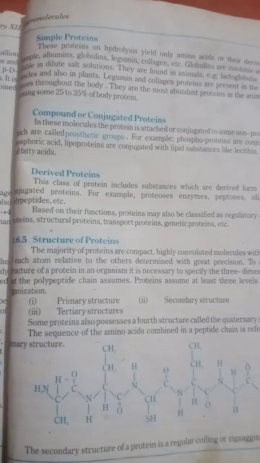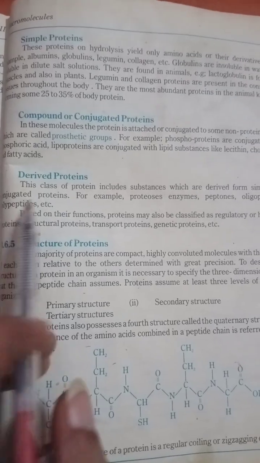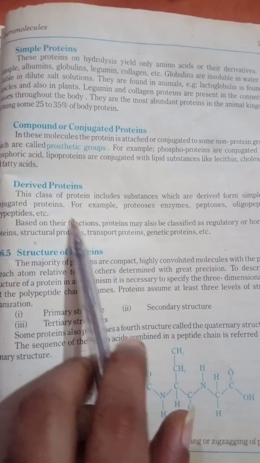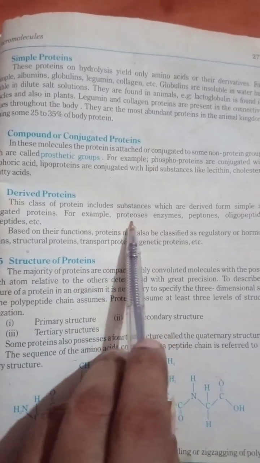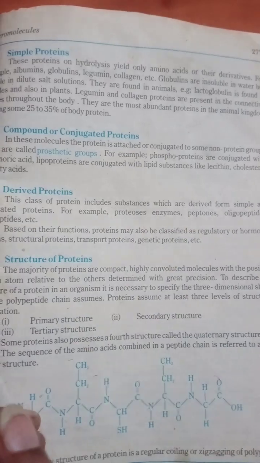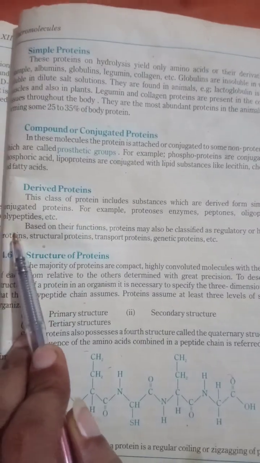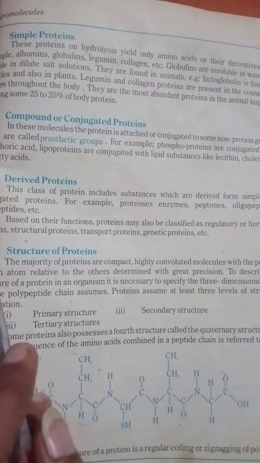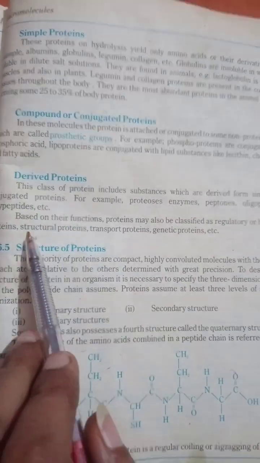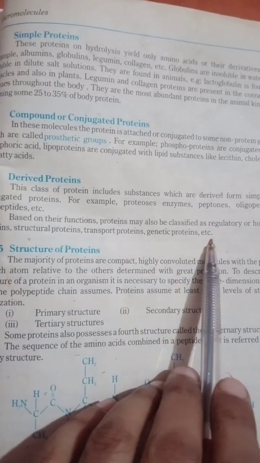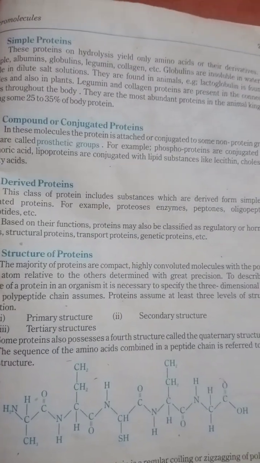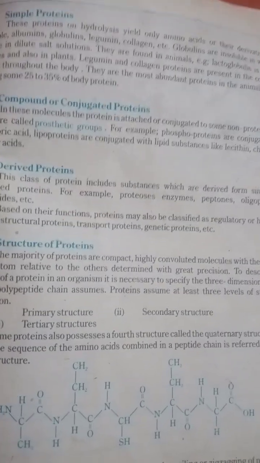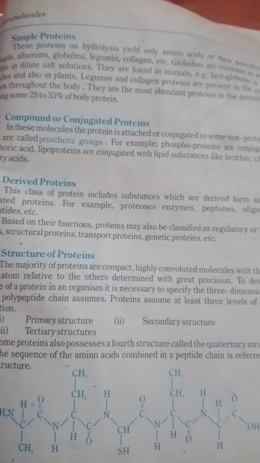Now next we move towards the derived proteins. These are the proteins which are derived from the simple and the compound or conjugated proteins. For example, proteolysis products, peptones, oligopeptides and polypeptides. Based on their function, proteins may be classified as regulatory or hormonal proteins, structural proteins, transport proteins, or genetic proteins.